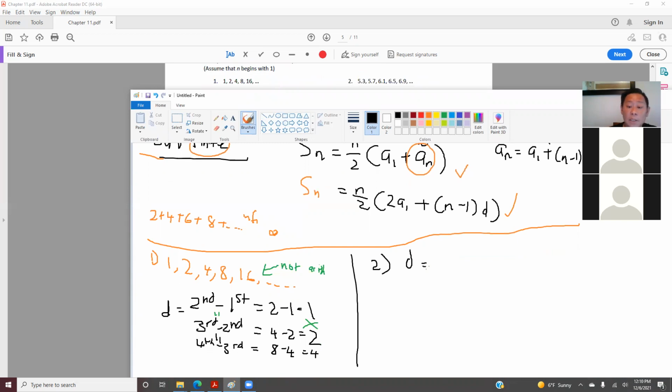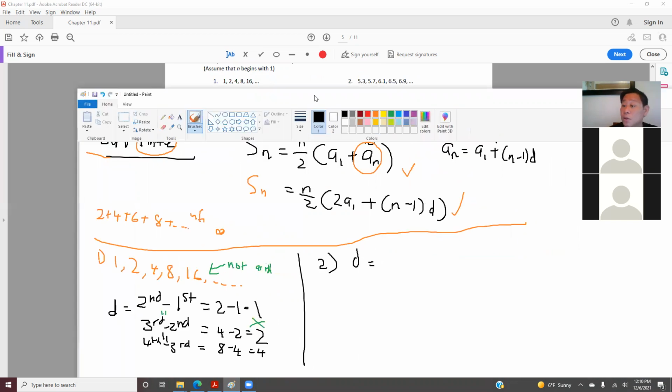Same thing happens in question 2. So in order for you to find if this is an arithmetic sequence, you just take the second term minus the first term, so 5.7 minus 5.3. And then you also take the third term minus the second term, 6.1 minus 5.7. Anyone got an answer here?